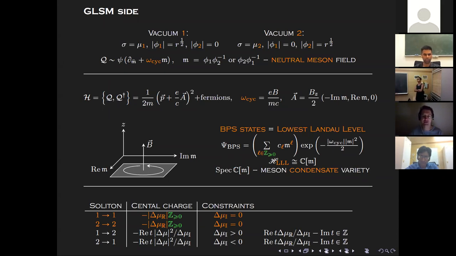I didn't say that the fact that this meson field is infinitely degenerate means that it creates a condensate. So it's natural to call this spectrum the meson condensate plane, or meson condensate variety. And this solution describes the first two rows of my soliton spectrum table. So for each vacuum, I have infinitely degenerate solutions, and this degeneracy is in one-to-one correspondence with the degeneracy by angular momentum.